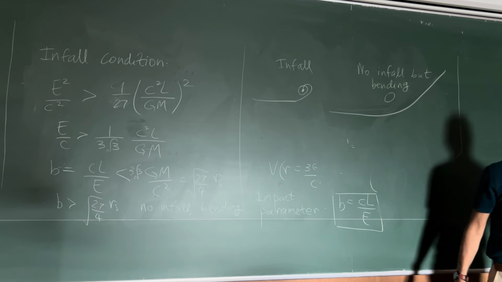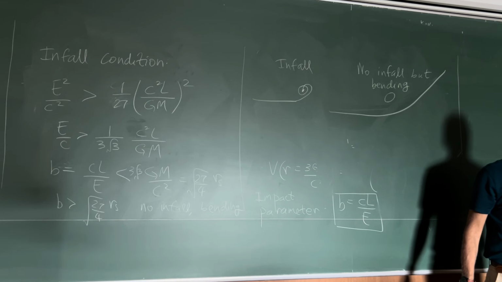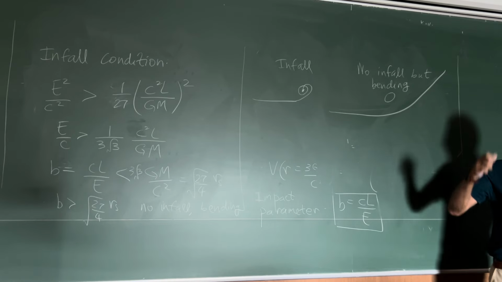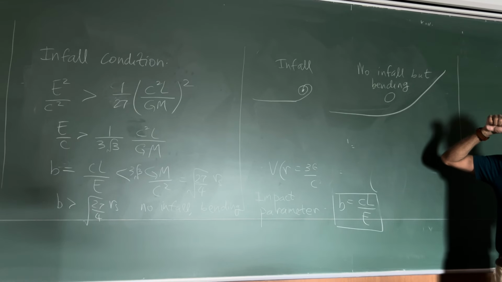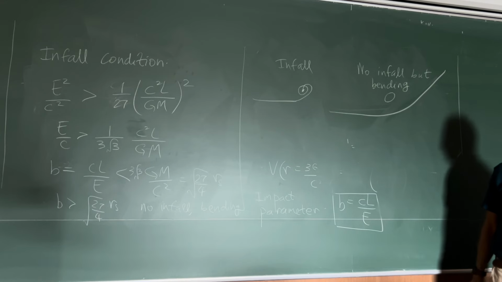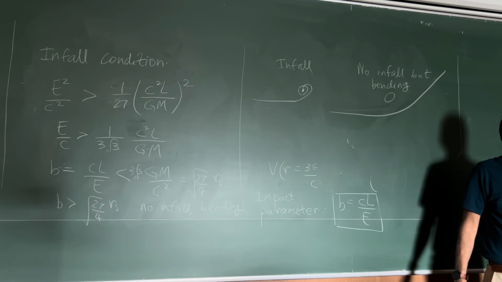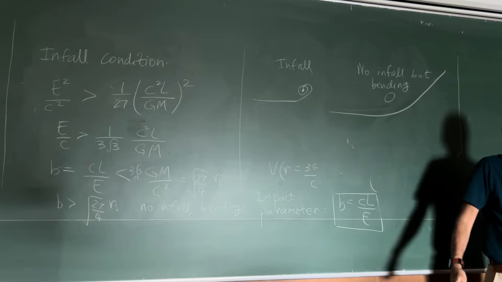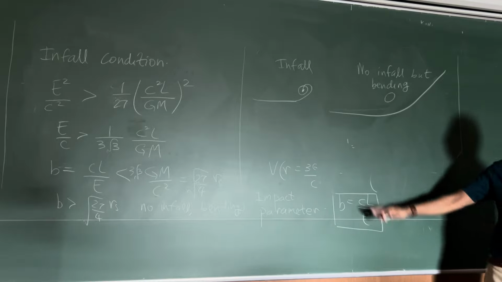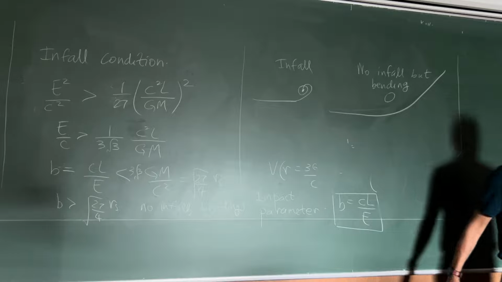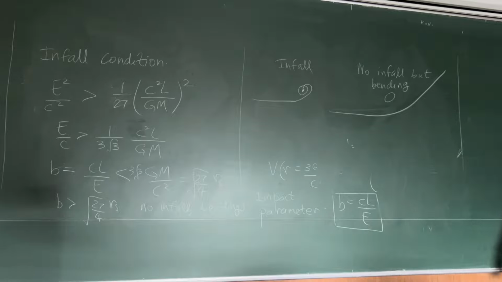There should be a third case as well, right? That b is exactly equal to root 27 by 4. It's the unstable orbit, right? We already saw that there's an unstable circular orbit. So yes, that is there. But that's not interesting for light coming in from infinity. I mean, it might be in practice, but that's okay.